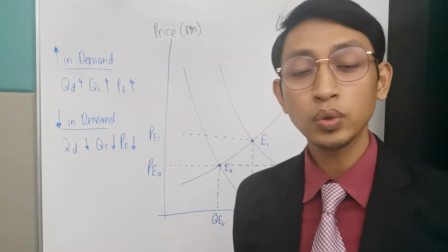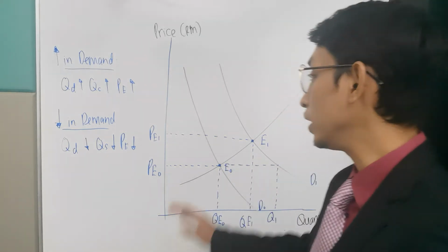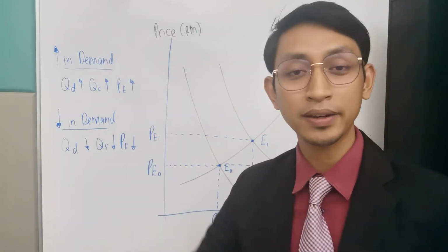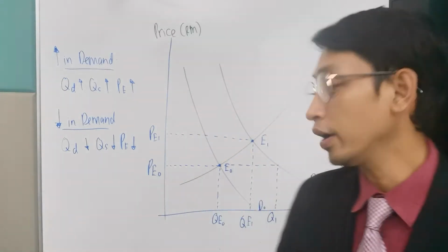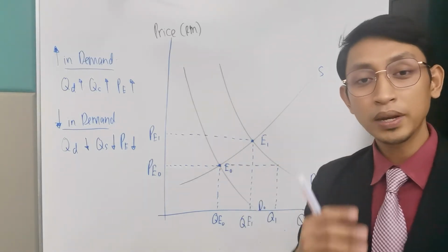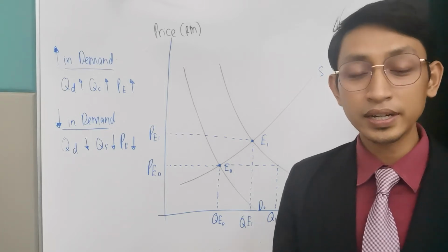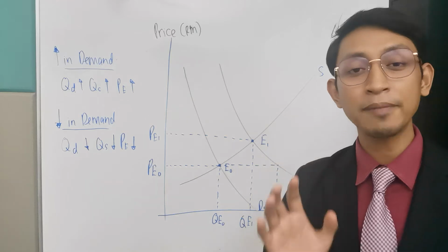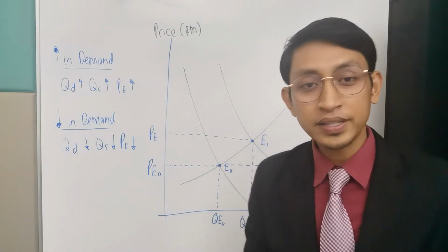So how to know we have changes in demand? If in our illustration or our graph, we have more than one demand curve, like the example that I have given to you on the whiteboard. So we have more than one demand curve. We have two demand curves here. So meaning that there is a change in demand. Okay, so what's the reason? What's the factor of changes in demand? All factors except price, or we call it non-price determinant.